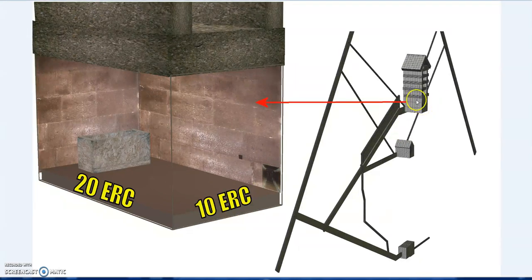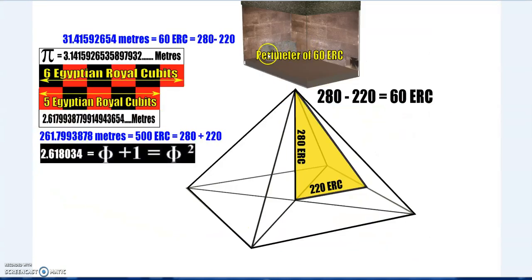Now, if you go into the upper chamber, or the king's chamber, the long side is 20 Egyptian Royal Cubits, the short side is 10 Egyptian Royal Cubits. Therefore, you have a perimeter of 60 Egyptian Royal Cubits, which is the same number, 280 minus 220. So again, pi times 10 meters.